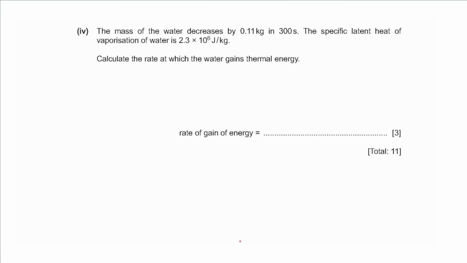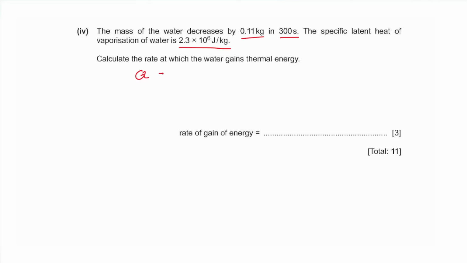This question is about latent heat, so you can skip this part for the new syllabus. It says the mass of the water decreases by 0.11 kilograms in 300 seconds. The specific latent heat of vaporization of water is 2.3 times 10 to the power of 6 joules per kilogram. Calculate the rate at which the water gains thermal energy. So we need the power.